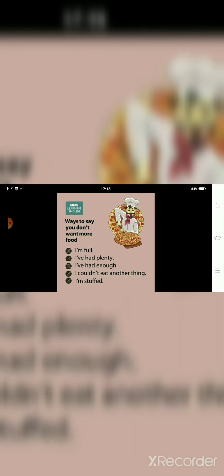Ways to say you agree with someone. It's so true. I agree 100%. I could not agree with you more. You can say that again, absolutely. Ways to say you don't want more food. I'm full. I have had plenty. I have had enough. I couldn't eat another thing. I'm stuffed, commonly used by native speakers.